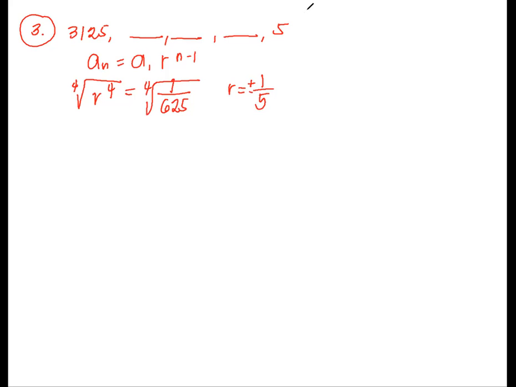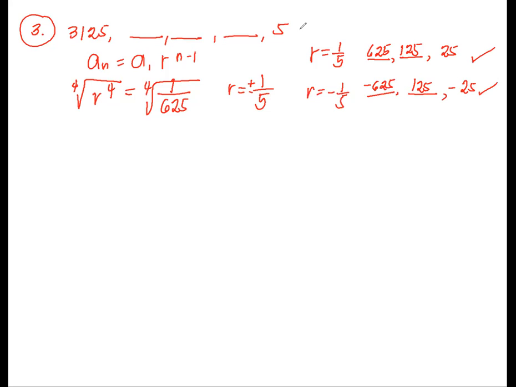So let us start with positive. What if your r is positive 1 over 5? So your next terms, or I mean the missing terms, the middle terms, is 625, 125, and 25. But if it's negative, it can be negative 625, positive 125, and negative 25. Both answers will satisfy the given sequence.